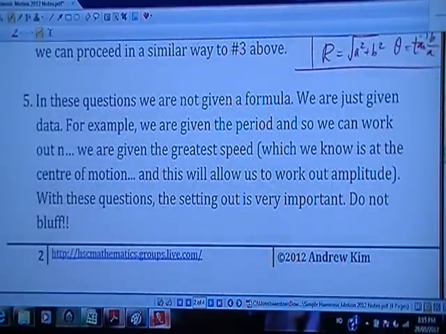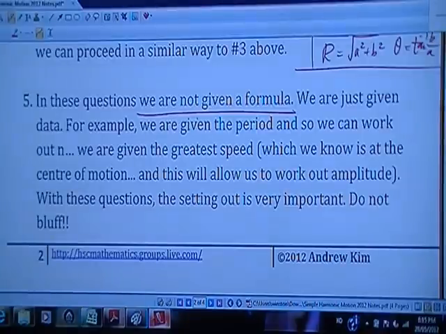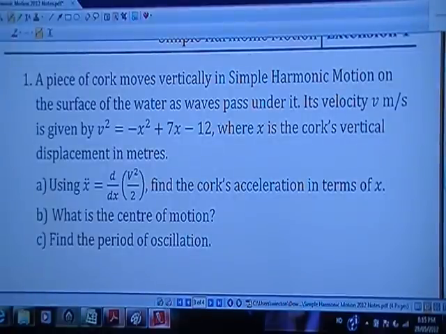The last type of question you'll get is where we're not given a formula. We're just given data. So for example, we're given the period, we can work out n. We're given the greatest speed, which we know is at the center of motion, and this will allow us to work out things like amplitude. With these questions, the setting out is very important. Do not bluff. With these questions, you've got to know your stuff.